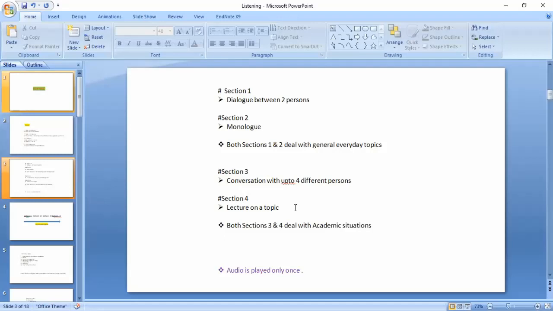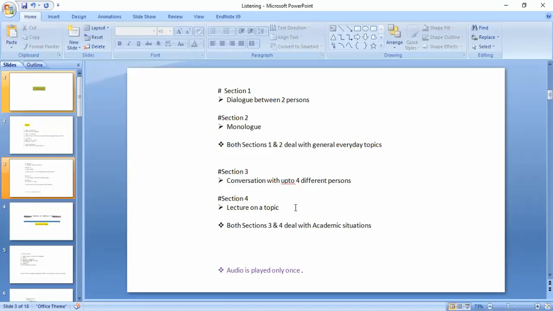In section two, it is a monologue. One speaker is talking about an everyday topic. So both sections one and two deal with general everyday topics. In section three, you will hear a conversation with up to four different persons, talking about going on a picnic or organizing a fundraising campaign, etc.